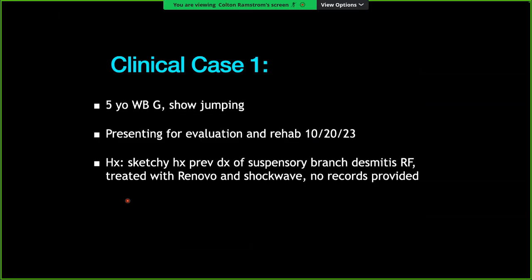For clinical cases, we're going to start out with a 5-year-old warmblood gelding. He's used for show jumping. He presented for evaluation and rehab here at Epic back in October of last year. The history was kind of sketchy. He had been seen by the trainer's vet, treated, then just turned out. The owner felt as if the injury was getting worse with turnout. They couldn't get any of the records or images, so he came to us for a fresh evaluation.